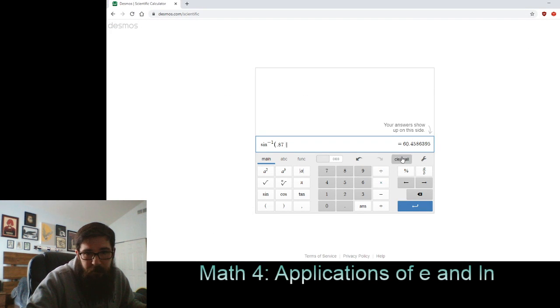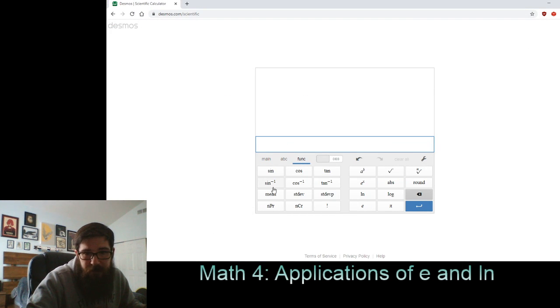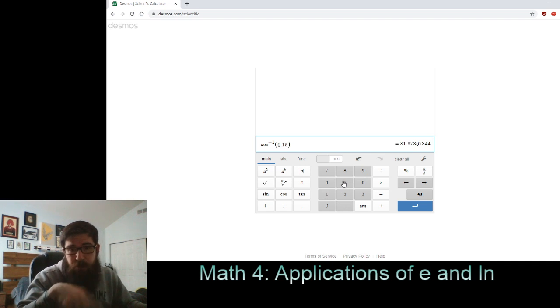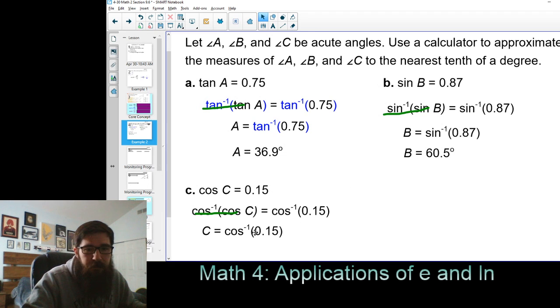So if I go back to my Desmos one, I go to function, inverse cos is now in that second column. Go back to main, and I'm going to type 0.15. I need to put that in the parentheses, 0.15. It says 81.37, which would round to 81.4. That's what C is going to be.